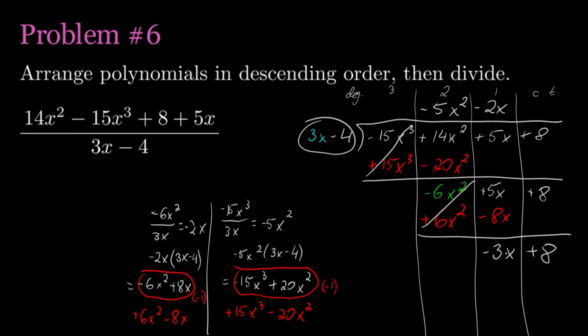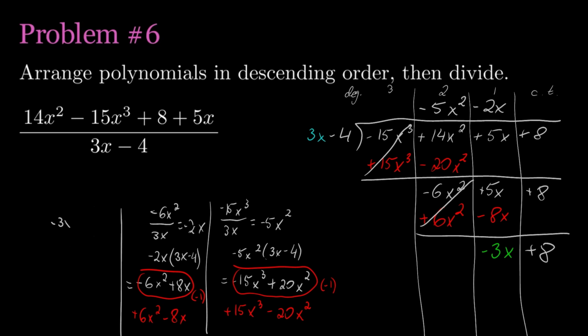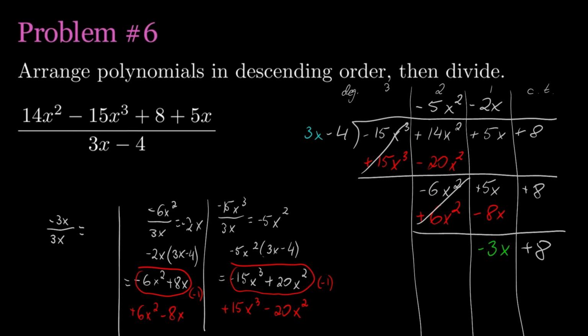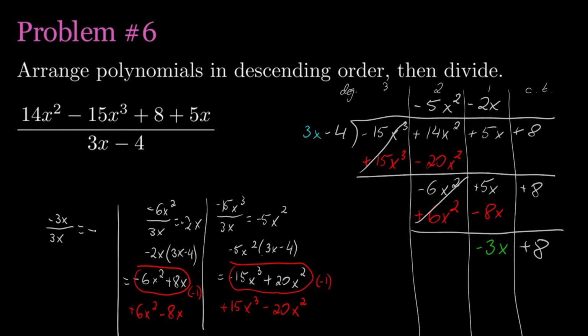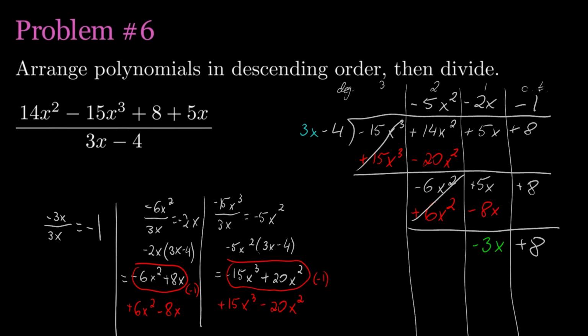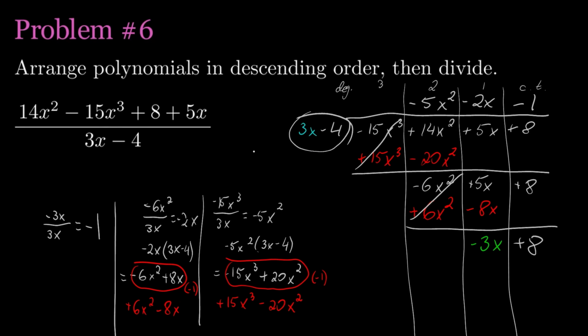The degree of that result is 1, which is still not less than the degree of the divisor 1, and therefore we perform another division step with minus 3x plus 8 as the current dividend, whose leading term is negative 3x, and that leading term is divided by the leading term of the divisor, 3x, which simplifies to just negative 1, which as a polynomial is of degree 0, so constant term of our quotient.